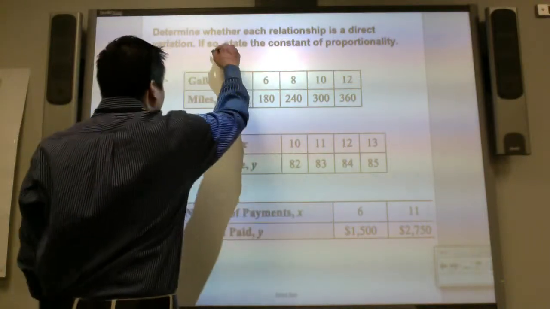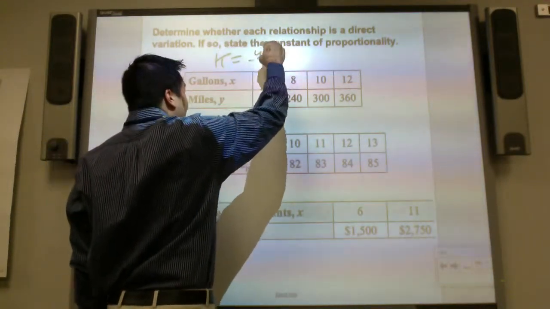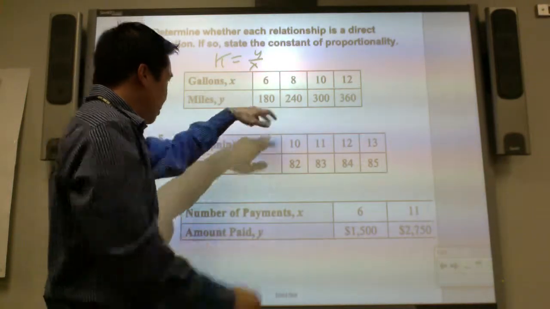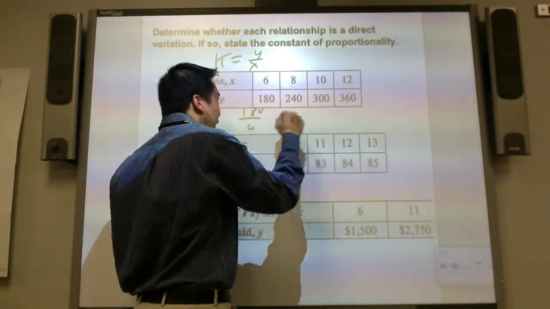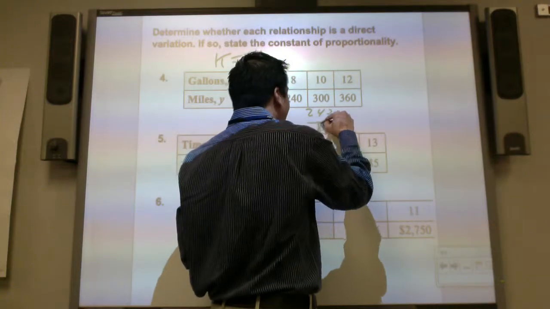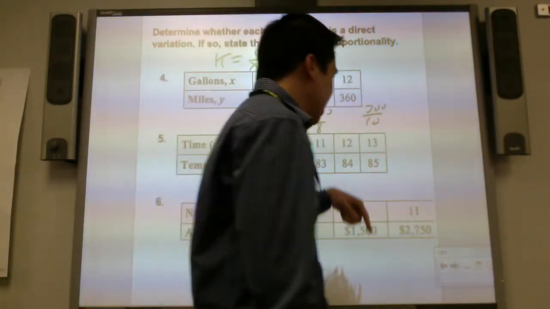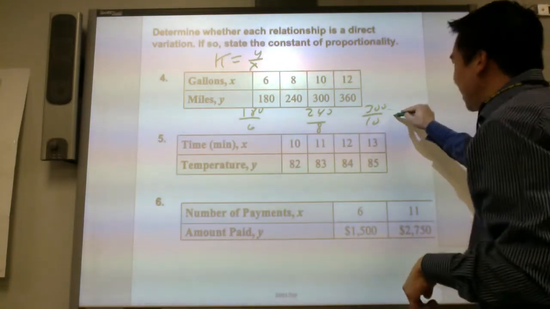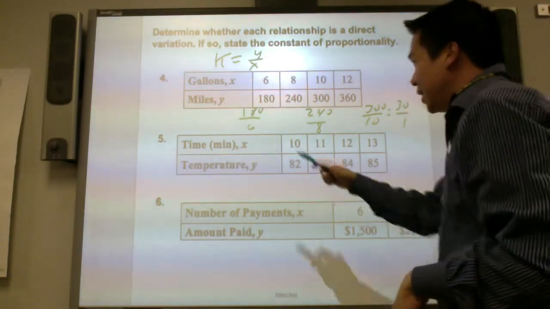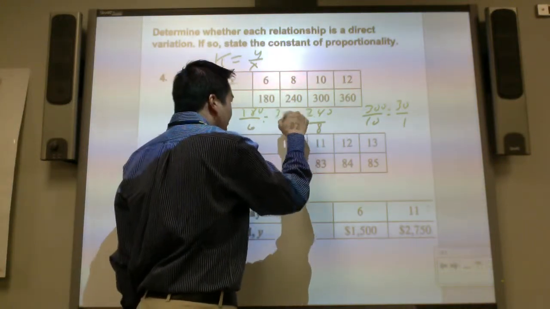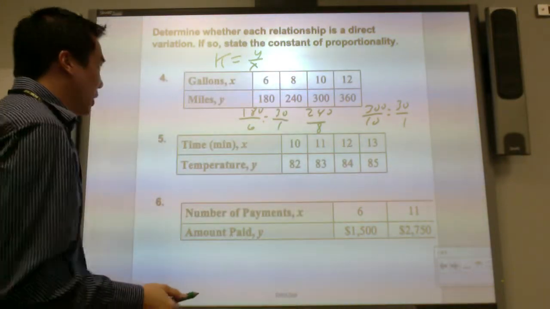So, again, the constant of proportionality is k equals y over x. How is 180 related to 6? How is 240 related to 8? How is 300 related to 10? I'm going to use 300 over 10. Those are easy numbers. Divide by 10, that's 30 over 1. This is easy too, we just did this question. Divide by 6, this is 30 over 1. So they are all related.